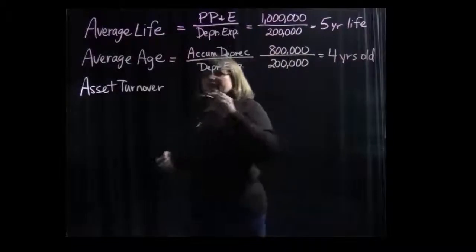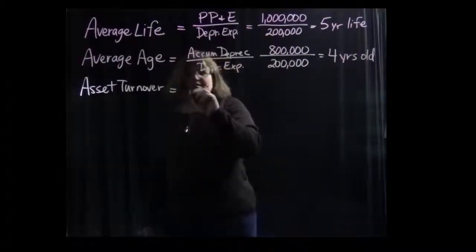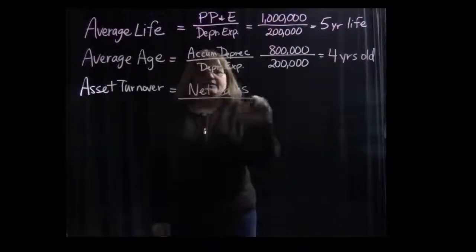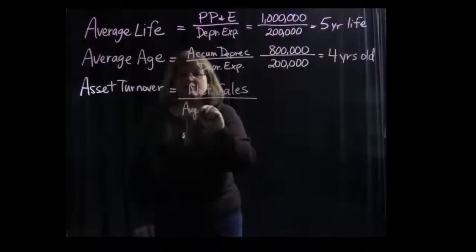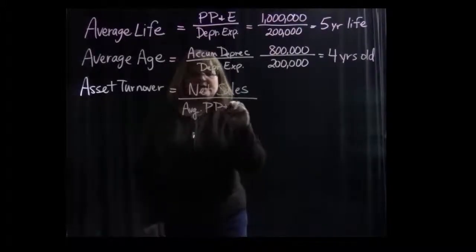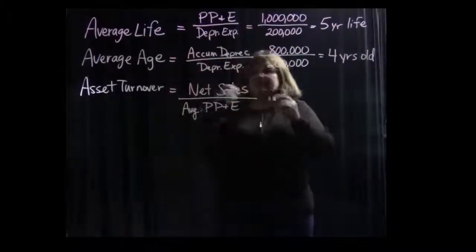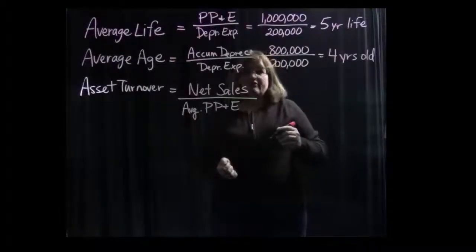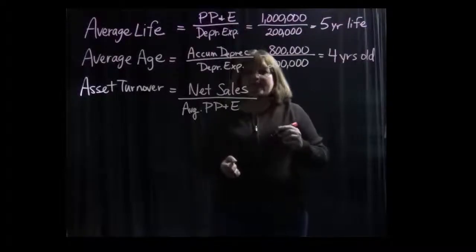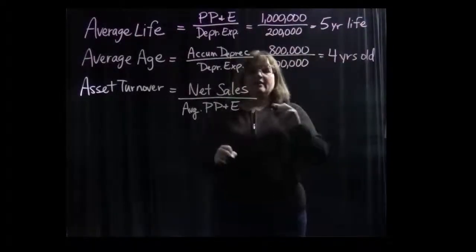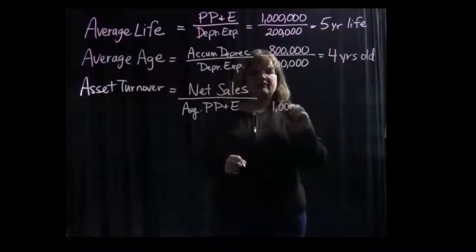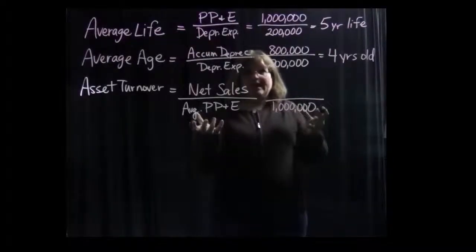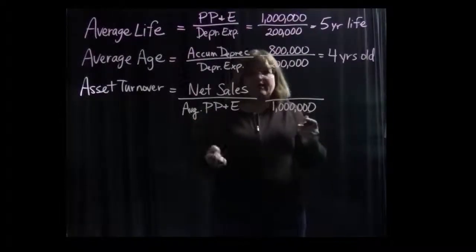The asset turnover is calculated as the net sales divided by the average PP&E. So we take the net sales for the accounting period and we divide it by the average of the PP&E, the beginning and the ending year balances. So for this company, let's say that $1 million was an average. And of course, if they don't give you the beginning and ending and they just give you a single value, that's all you can use.